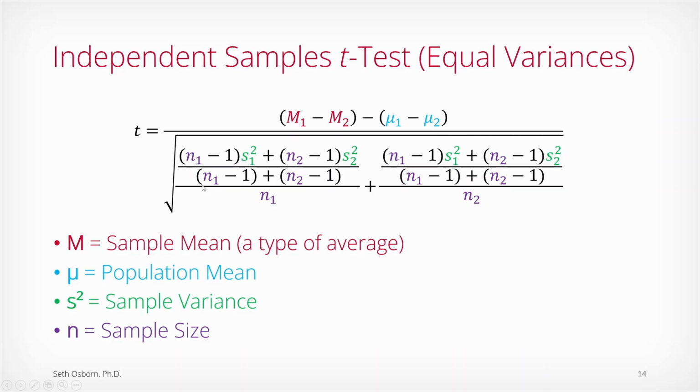So n1 is how big is the first group? n2 is how big is the second group? How many observations are there? How many rows are there in your data set? Okay, and then we've got a variance for the first one. The variance is an index of how spread out the data are.